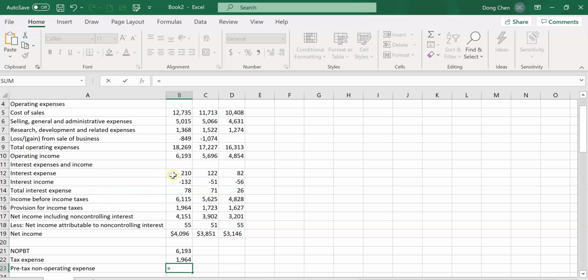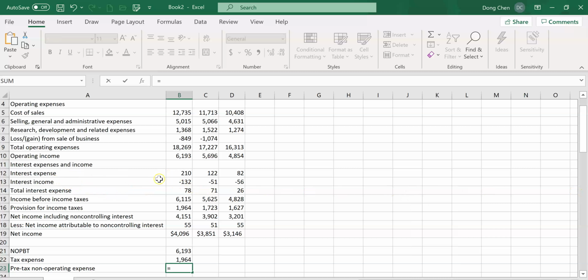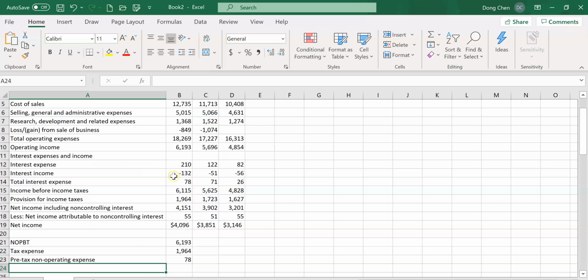That includes interest expense and interest income. One thing we need to pay attention to is that this is a pre-tax non-operating expense. So that means expense should be treated as a positive number, and that's exactly what's shown here. Expense is positive and income is negative. So we just need to add up these two numbers. This work has already been done by the income statement here: the sum of interest expense and interest income. So this is the pre-tax non-operating expense.